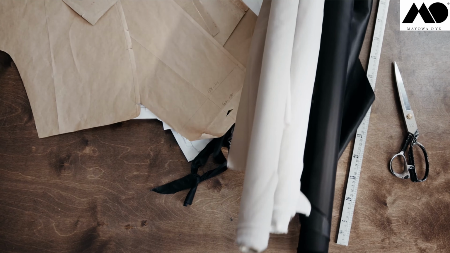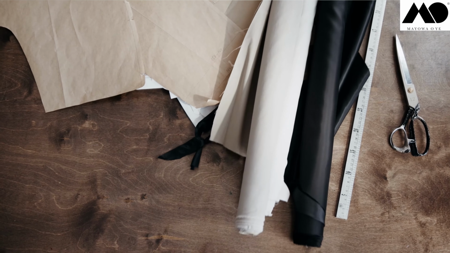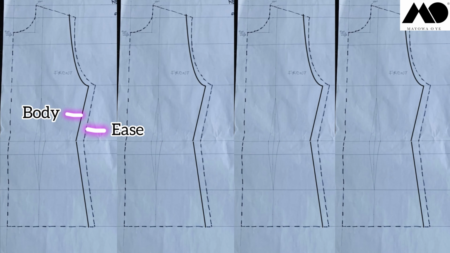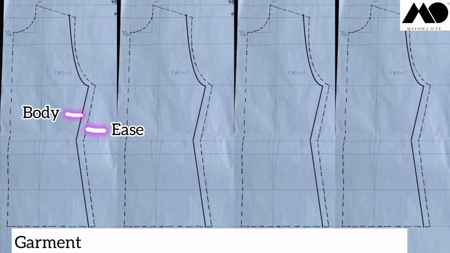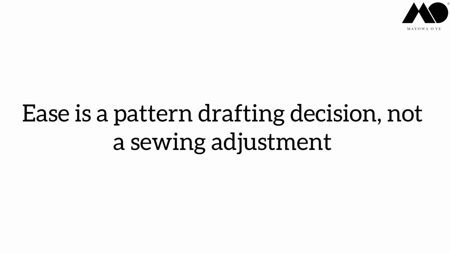And here's the simplest definition I was able to come up with. Ease is the difference between body measurements and the garment measurements. And here's the part most people miss. Ease is built into your pattern, not added during sewing. It's a pattern drafting decision, not a sewing adjustment. And the moment you start seeing ease this way, your patterns immediately become consistent, repeatable, and easy to troubleshoot. Now let's get into the 3 main types of ease.